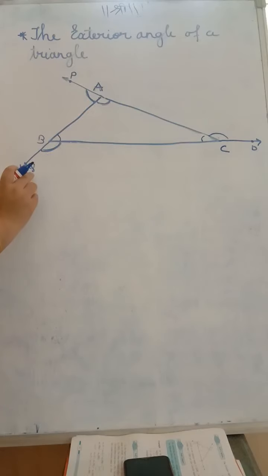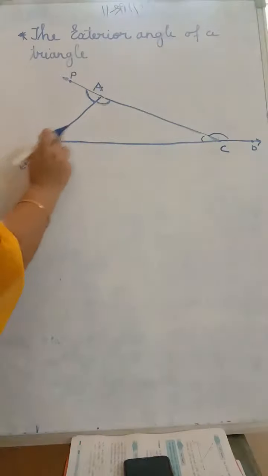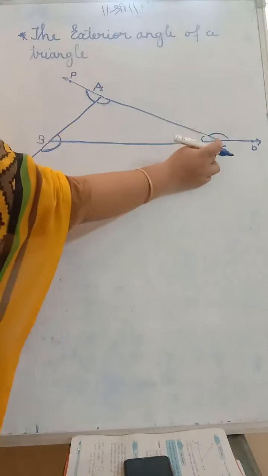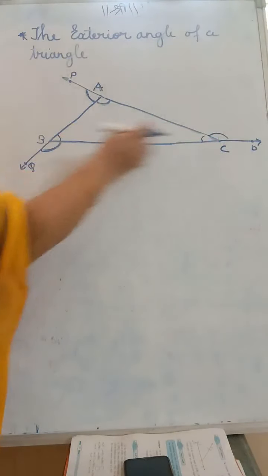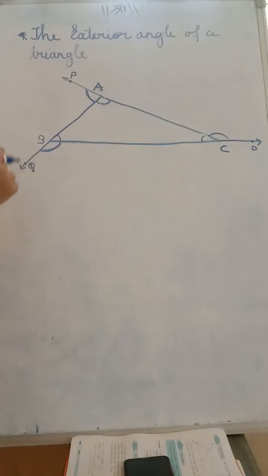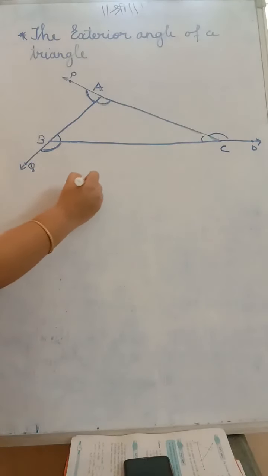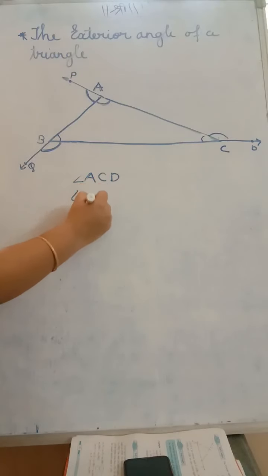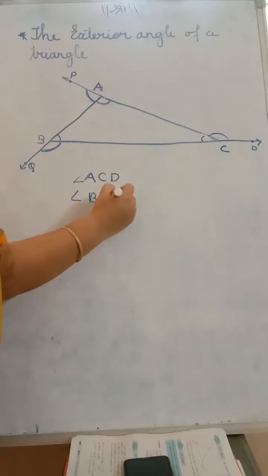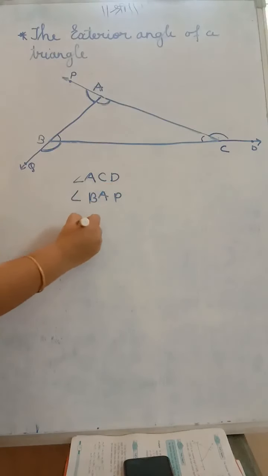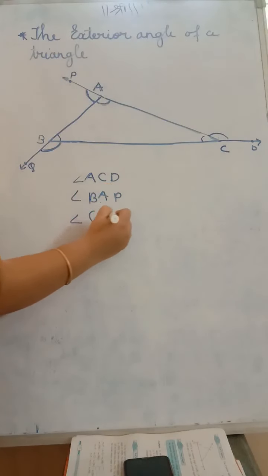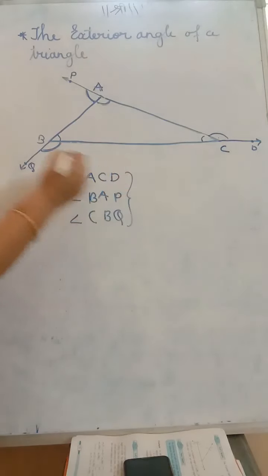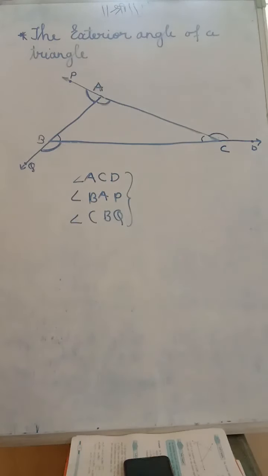Now which angle have we formed? QBC. Don't say QBD. D is an outside point. We should give the triangle's name, CBQ. So now the exterior angles are angle ACD, angle BAP, angle CBQ. These three are outside. Did you see? Now one more thing, children, see.